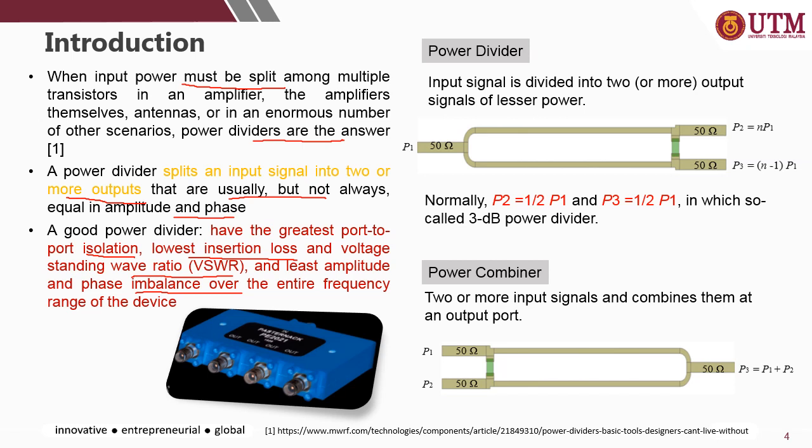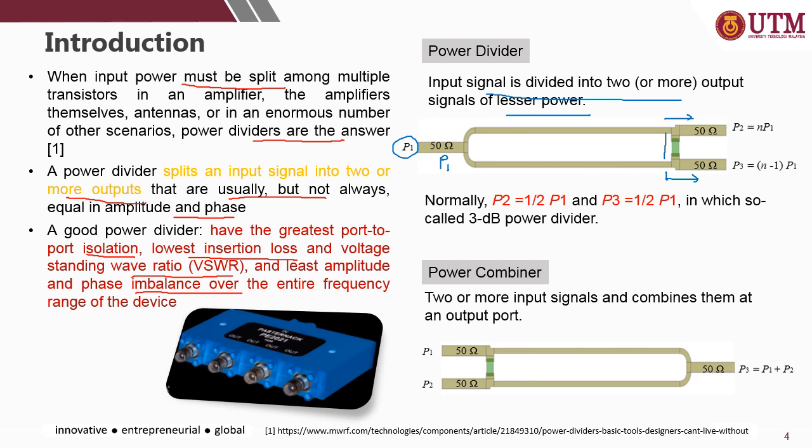Right, so the right hand figure shows what a simple power divider looks like. For example, this is a three-port network. The first port is the input port, and port 2 and port 3 are the output ports. The input signal is divided into two or more output signals of lesser power. For example, the input power is P1 or Pin, and it will divide equally to port 2 and also port 3.